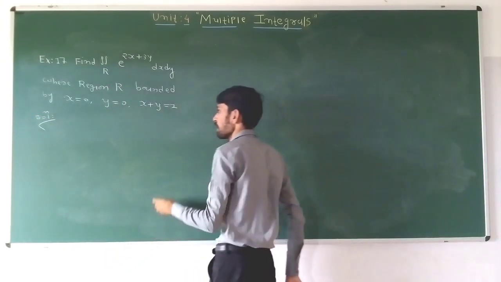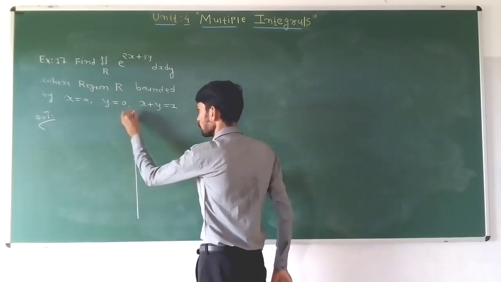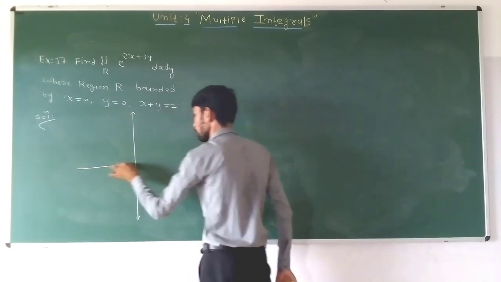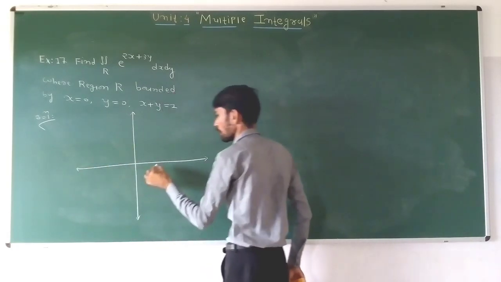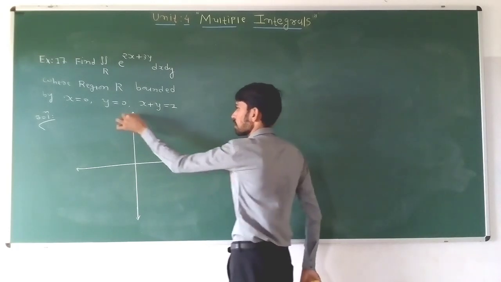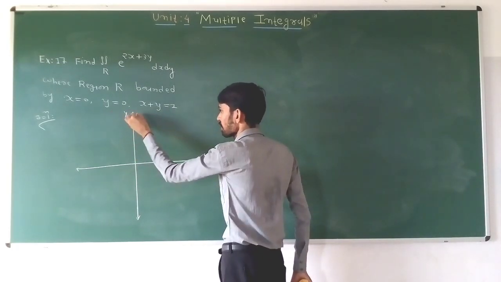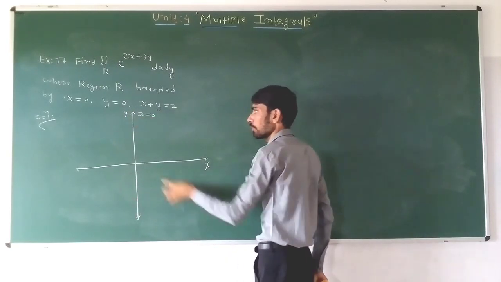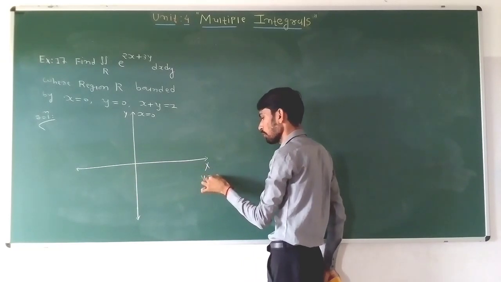First of all, we draw our xy plane. This is the x-axis, this is the y-axis. X is equal to 0 is the equation of our y-axis, so this is the line x is equal to 0. Y is equal to 0 is the equation of the x-axis, so this is y is equal to 0.